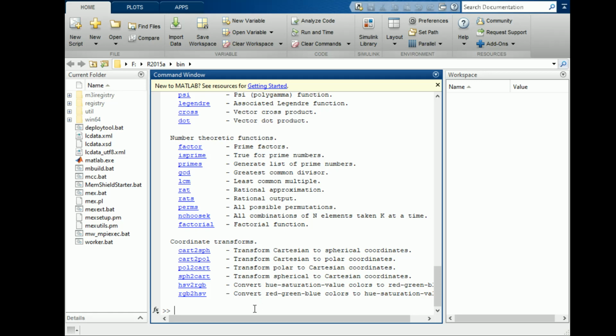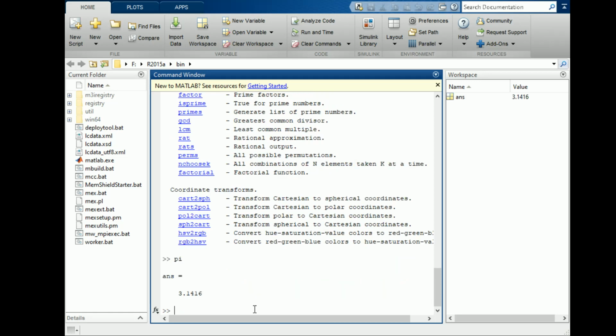MATLAB also provides many predefined values, like pi. We can type it as PI, small letter case, and imaginary units. MATLAB uses the letters I and J for that, and for infinity we write capital INF.